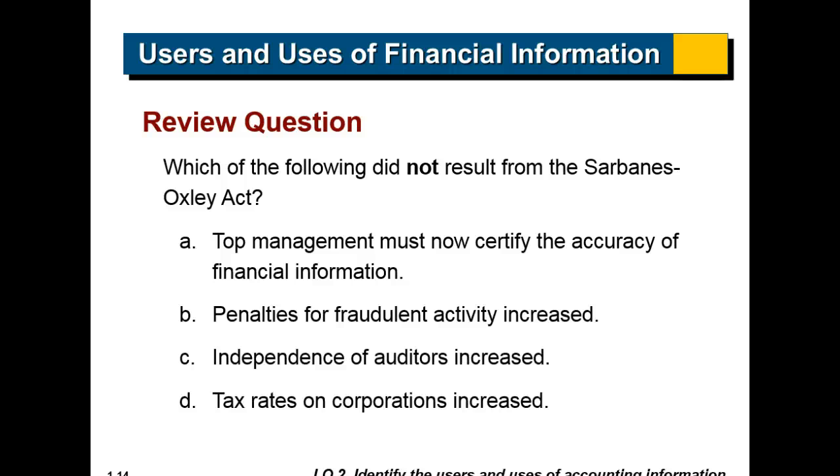Independence of auditors has increased, because those CPA firms that audit these financial statements are held to higher standards, and there are guidelines in place so there can't be an appearance of collusion, or that they're buddies in appearance and in fact. But tax rates of corporations have not gone up as a result of Sarbanes-Oxley. Sarbanes-Oxley, or SOX, is mainly about new penalties, rules and procedures to make sure those financial statements are accurate. It does not include tax rates having risen.